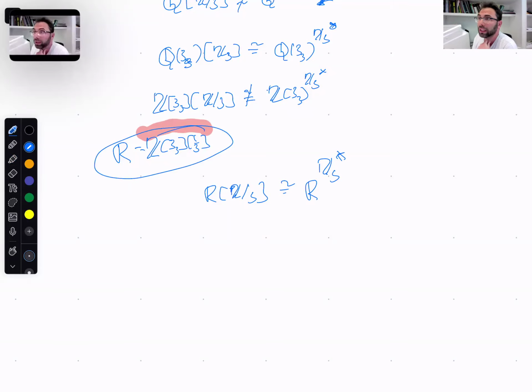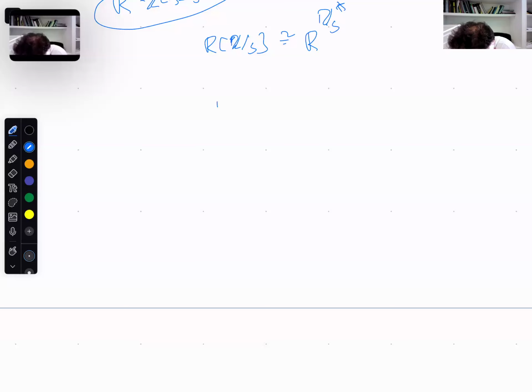And all abelian groups are built out of cyclic groups, and cyclic groups also decompose into p-primary cyclic groups. So I'm going to concentrate on the case when we're thinking about something of the form R[Z mod p^k] versus R[Z mod p^k]^*. And I want to talk about this in larger generality.